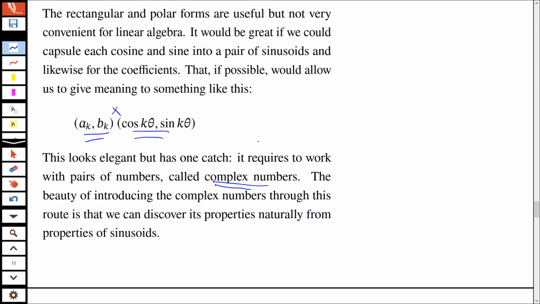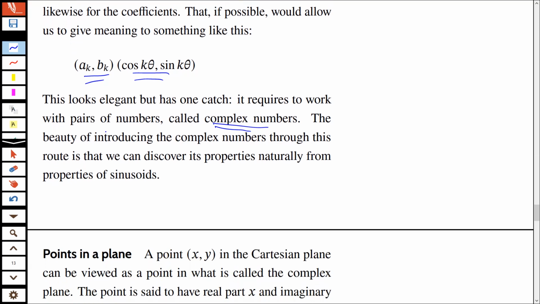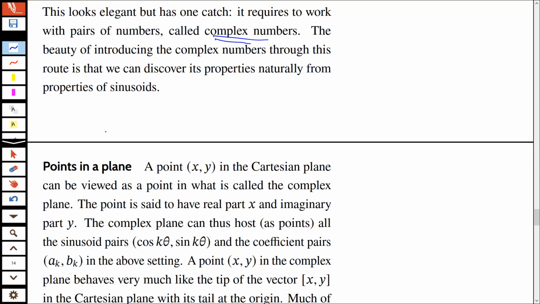So I don't want to explain these complex numbers in this nonsensical way. If I use this as a means to introduce complex numbers, of course it has a very deep meaning, but it's not very easy to introduce to newbies. So let me use this simple idea of pairs of sinusoids and a pair of coefficients to introduce complex numbers. Complex numbers will be understood from properties of sinusoids.